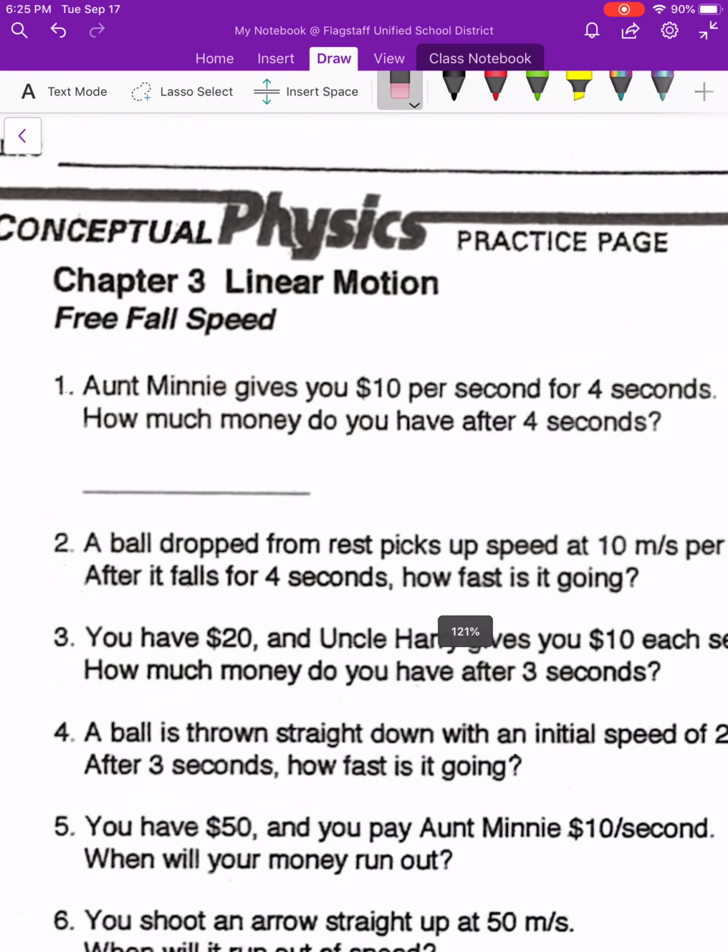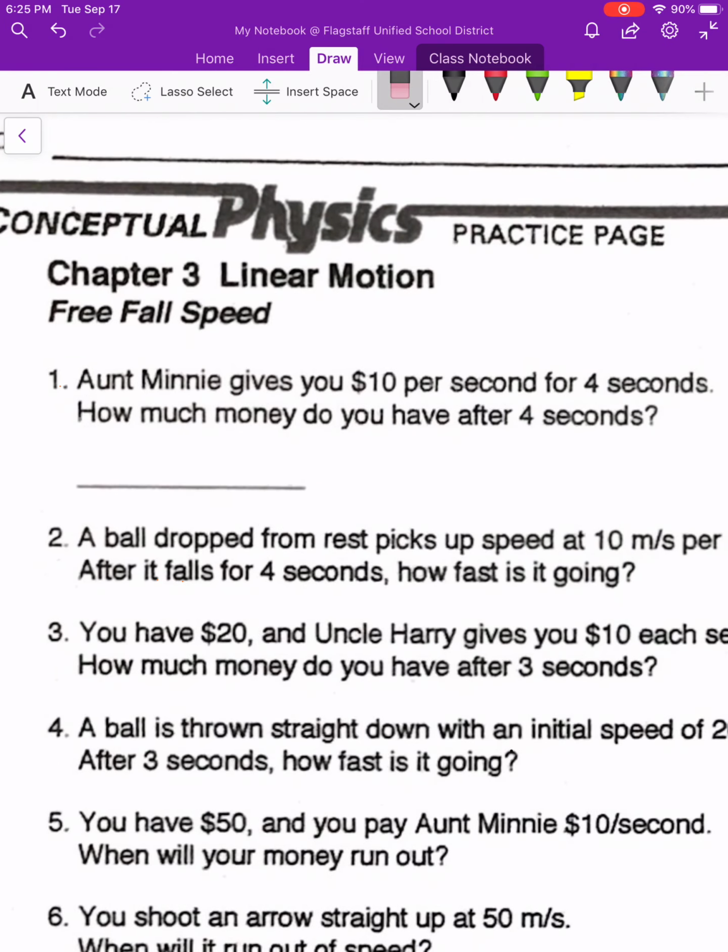So number one here, Aunt Minnie gives you $10 per second for 4 seconds. How much money do you have after 4 seconds? So I got my highlighter out. I'm gonna highlight the important stuff. This one's pretty straightforward, so maybe you guys don't have to do this, but I'm just gonna cover my bases.